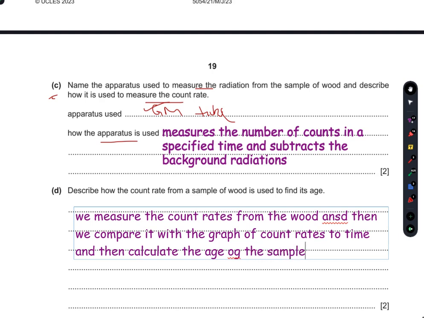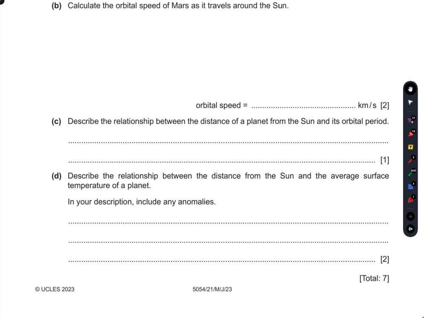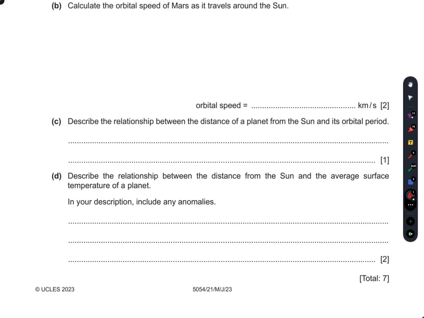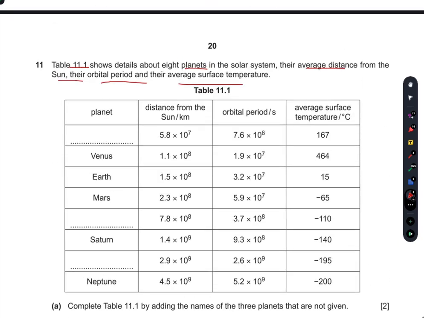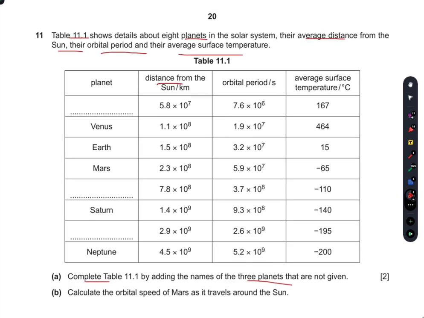So we are moving to the last question from the astronomical physics, question number 11. So looks quite easy. Table 11.11 shows details about 8 planets in the solar system, their average distance from the sun, their orbital period, and their average surface temperature. A, complete the table by adding the names of the 3 planets that are not given. So the closest to sun is Mars. Oh sorry, not Mars, it is Mercury. It is Mercury which is closest to sun.